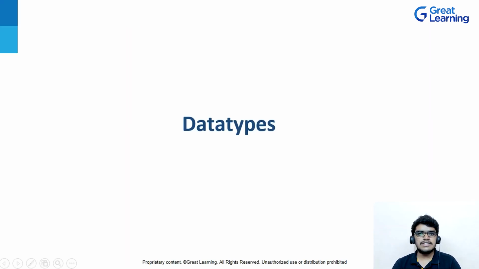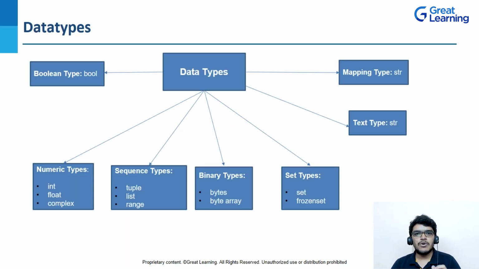So now let's see data types in Python. The best thing about Python is that you don't have to specify the data type. Let's suppose you are writing x is equal to 5, so Python will automatically understand that it's an integer value. Similarly, if you're writing x is equal to, let's suppose, any string value, great learning, then Python will automatically understand that it's a string value.